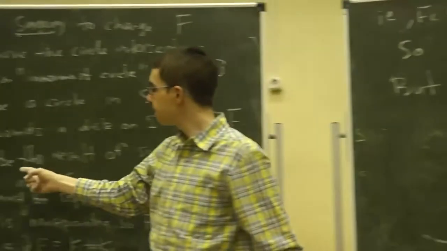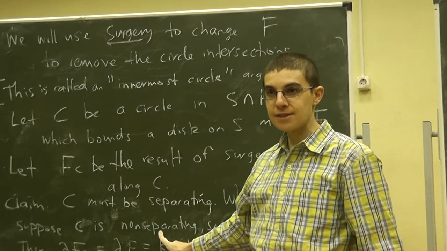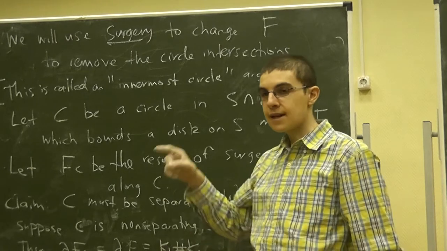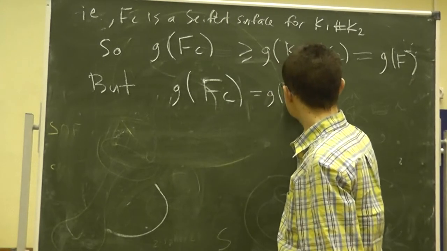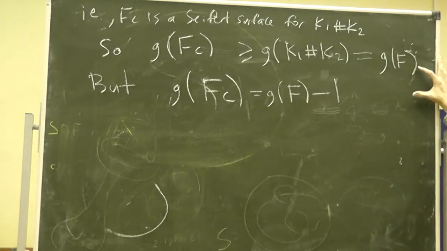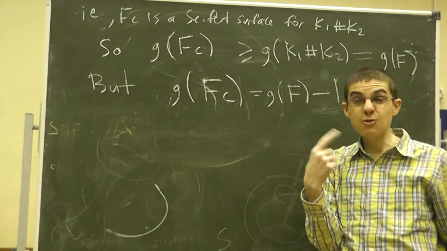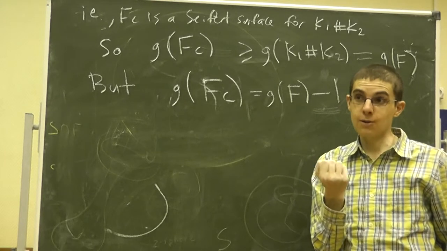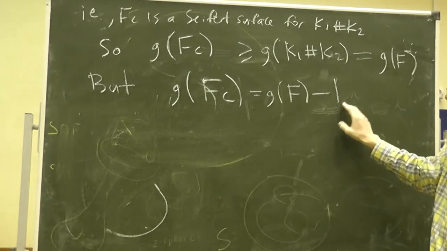Remember, when we do surgery along a non-separating curve, what happens to the genus? Cut out a non-separating curve and sew in discs, what happens to the genus? It drops by one, very good. So the genus of FC is the genus of F minus one. Okay? So you see, this isn't possible. So if such a curve were non-separating, then doing surgery gets a new Seifert surface for the knot with a strictly lower genus, which contradicts our choice of minimal Seifert surface. Okay. So which is a contradiction.